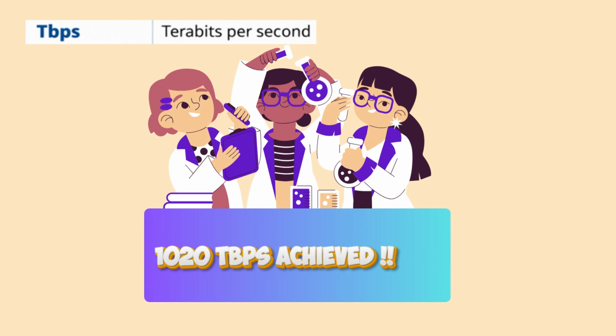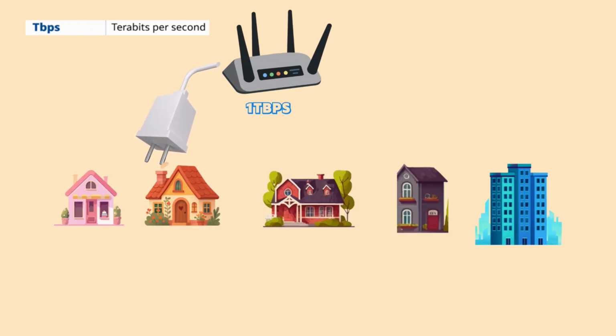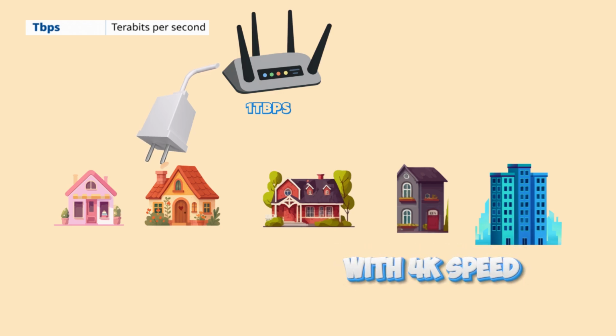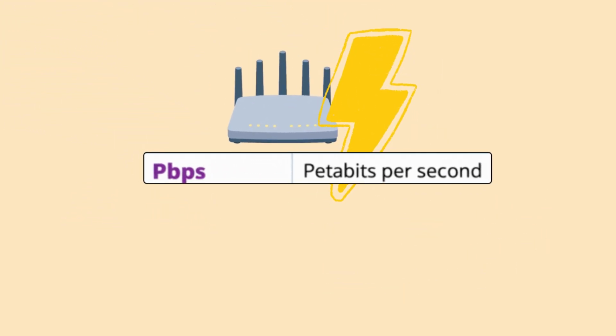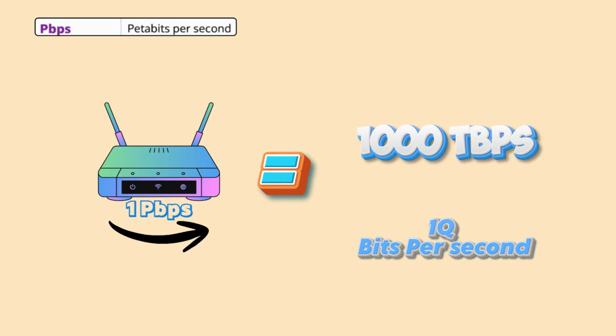Here's a real-world perspective. A 1 terabit per second connection could serve roughly 10,000 households simultaneously, all streaming 4K video at the same time without a hiccup. Next is petabits per second, Pbps. If terabits per second sounds fast, meet its big brother, petabits per second.